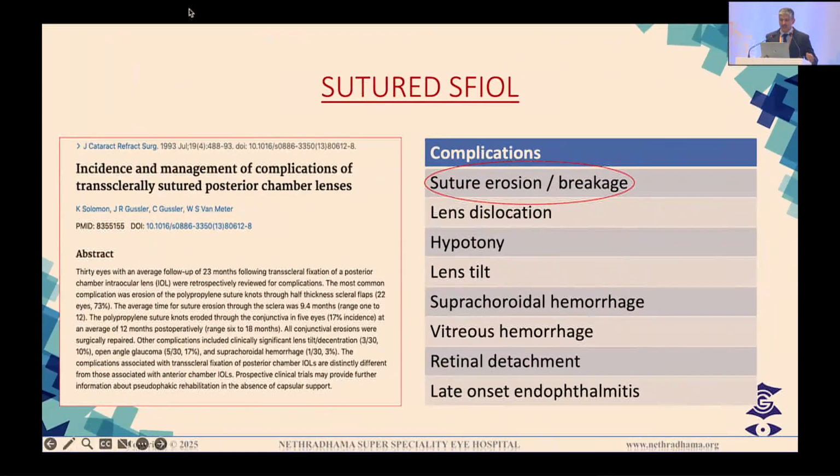Sutured scleral fixated IOLs have been the traditional way of fixating IOLs, but there can be quite a few complications, including suture erosion, breakage, what is known as the yo-yo syndrome, lens dislocation, etc. Quite a few complications, and this is mainly done by the retina surgeons, posterior segment surgeons.